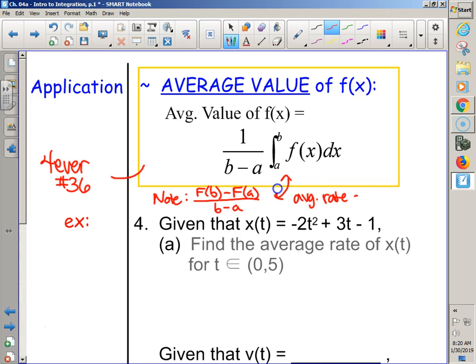Rate of who? Who's in this formula? Little f or big F? To find the average of little f, it would be the exact same thing as the average rate of big F. Let me try to give you an example. If I said find the average velocity, and I give you velocity, can I plug velocity into the average velocity formula from last semester? No.